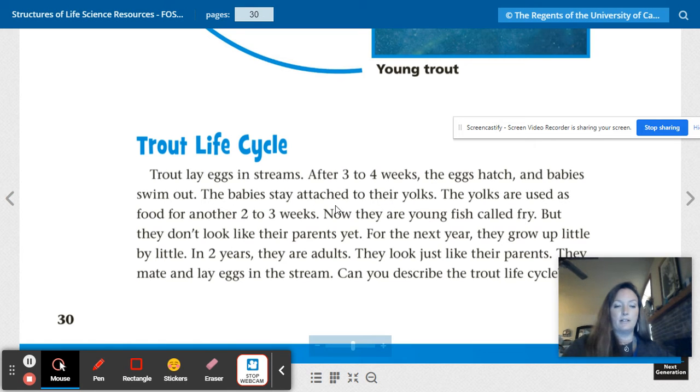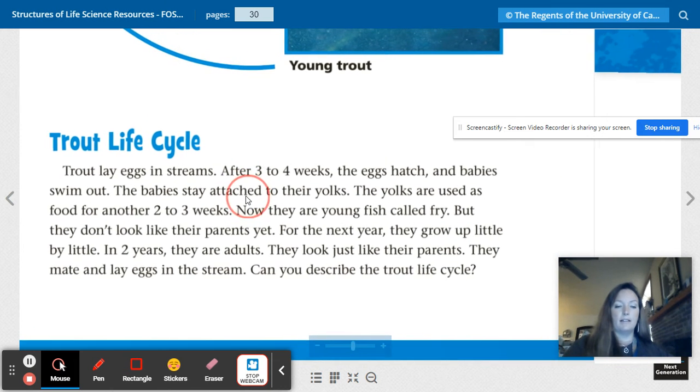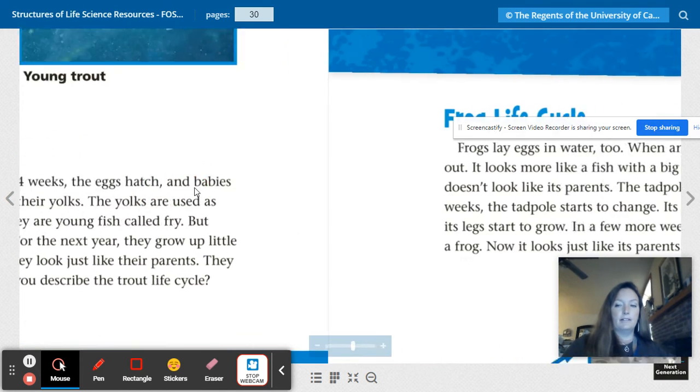The babies stay attached to their yolks. The yolks are used as food for another 2 to 3 weeks. Now they are young fish called fry, but they don't look like their parents yet. For the next year, they grow up little by little. In 2 years, they are adults. They look just like their parents. They mate and lay eggs in the stream. Can you describe the trout life cycle?